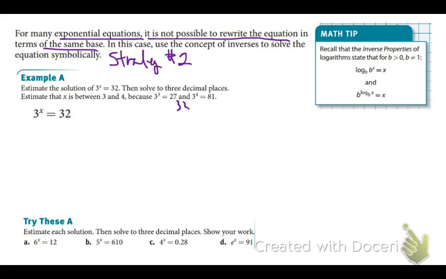All right, so here's what we're going to do. We cannot rewrite 32 as a base 3, obviously. But that's okay. We still have another way to approach this, which is to use that second strategy, which is to bring in the log. So I'm going to rewrite, and I'm going to add the log to both sides. So I'm going to do the log of 3 to the x equals log of 32.